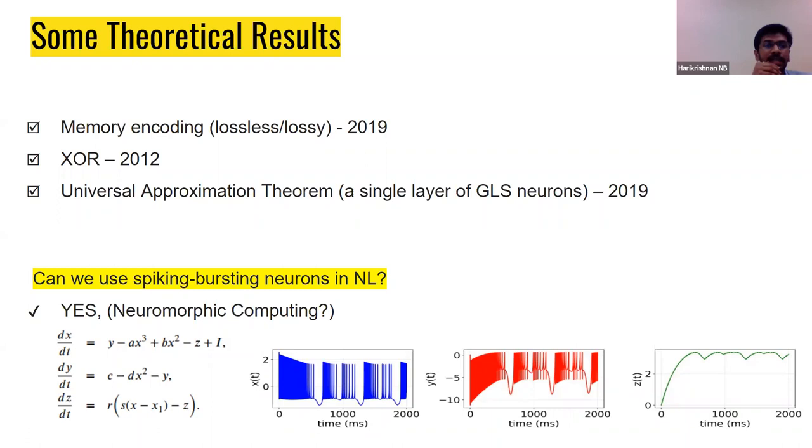Till now we have used GLS neurons, but can we use biological neurons? Yes, we can. We have also done some experiments using the Hindmarsh-Rose biological neuron. The differential equation at the bottom that you see here corresponds to the Hindmarsh-Rose neuron. I will come to this model in the later slides, where there is a detailed explanation.